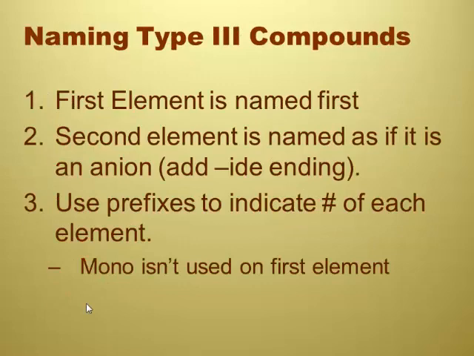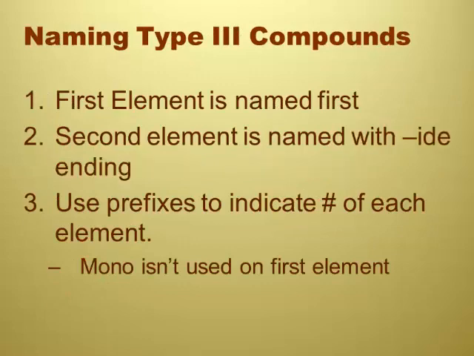All right. Type 3 compounds. So, naming type 3 compounds. First, the first element is still named first, just like before. And the second element is still named with an -ide ending. But isn't the first element with these compounds going to be on the right-hand side? This is going to be a nonmetal and a nonmetal, right? Yes, these are two nonmetals.